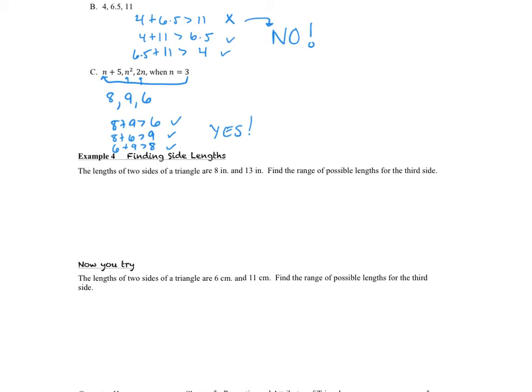The lengths of two sides of a triangle are 8 inches and 13 inches. Find the range of possible lengths for the third side. So the numbers that I'm working with here are 8, 13, and we'll call that x, our third side. So we're basically going to be doing what we did before. 8 plus 13 needs to be greater than x. 8 plus x needs to be greater than 13. Or 13 plus x needs to be greater than 8. And then we solve all three of these. So 21 is greater than x. If you rewrite that so the variable's first, you'd have x is less than 21.